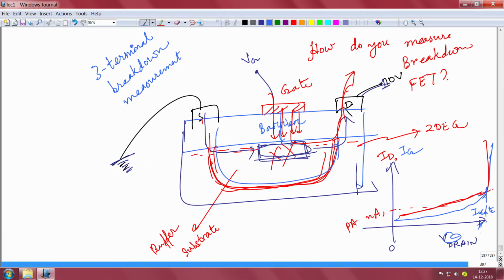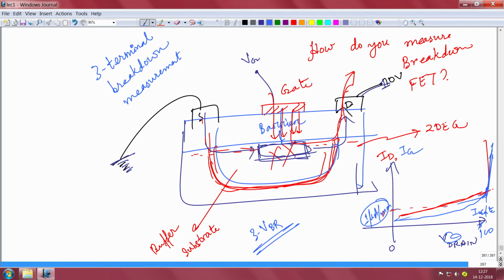That voltage, maybe say 100 volt or 200 volt, whatever, is called the 3 terminal breakdown voltage. And typically you measure this 3 terminal breakdown voltage of transistors. Sometimes you do not want this destructive breakdown to suddenly occur. So, what you do is you define some limit. Suppose I define a leakage limit of 1 microamp per millimeter.